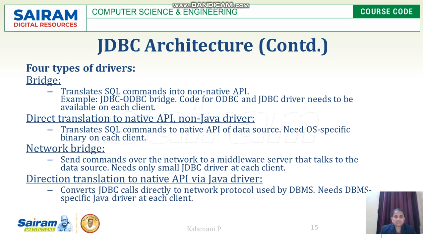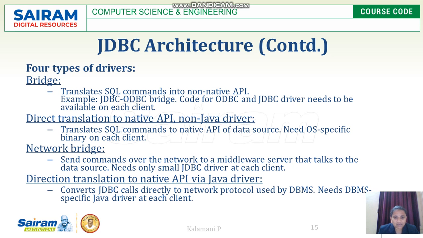An example is the JDBC-ODBC bridge, Java Database Connectivity and Open Database Connectivity bridge. The code for the JDBC and ODBC driver needs to be available on each client. Then comes direct translation to native API, where there are two possibilities: one with a non-Java driver, another with a Java driver. Here it translates SQL commands to the native API of the data source, and needs an OS-specific binary on each client, that is, operating system specific.